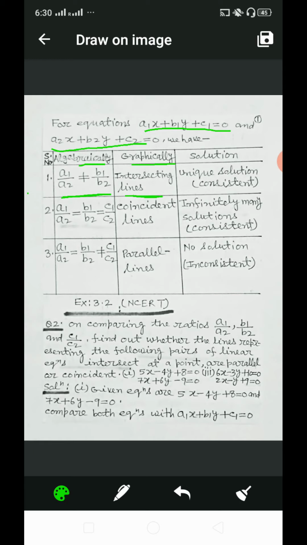Second, if a1 by a2 equal to b1 by b2 equal to c1 by c2, in that case there are infinitely many solutions, that is also consistent, and graphically the two lines coincide.